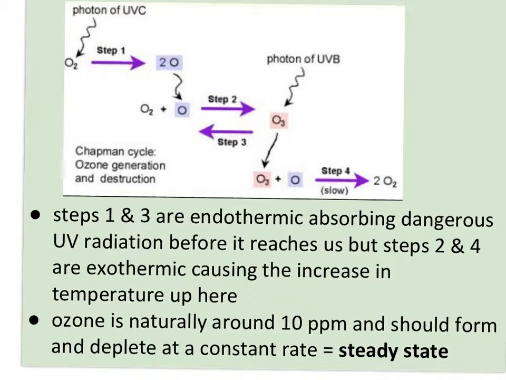And in step 1, that O2 molecule gets split into 2 oxygen atoms. Now remember, if you're absorbing energy, that makes it an endothermic process right here. So this absorbs energy. Well, these 2 oxygen atoms, what they don't show you is these are actually free radicals.